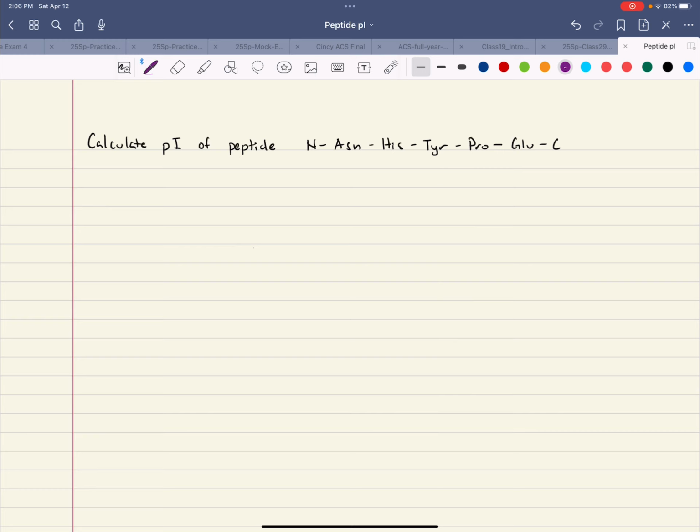Let's see how fast I can do this without being too confusing. Calculate the pI of a peptide. This is a pentapeptide, meaning that it has 4 amide bonds. I'm going to draw it how I would predict it would look like at pH 1, which is the fully protonated form.